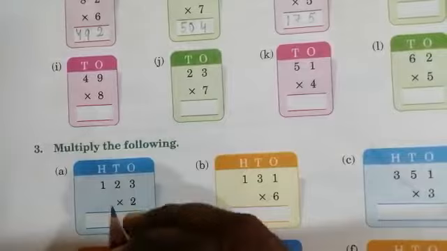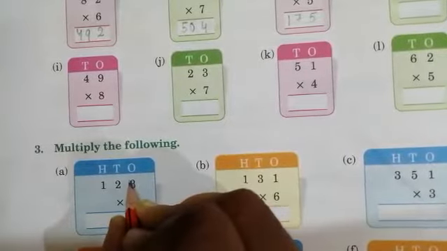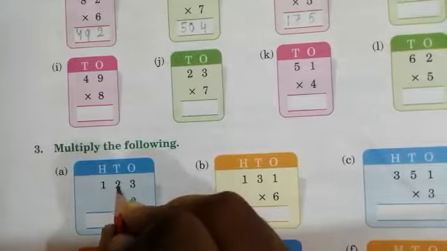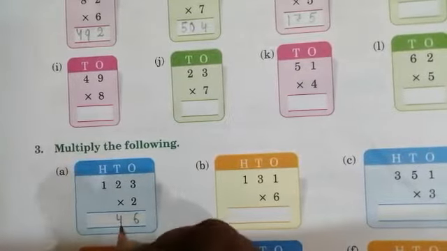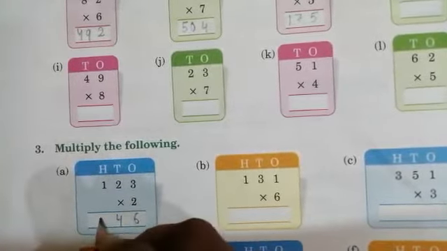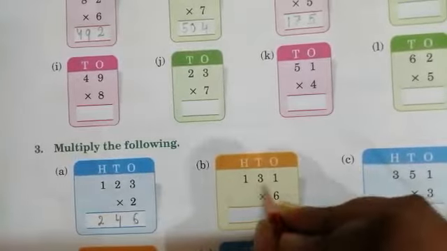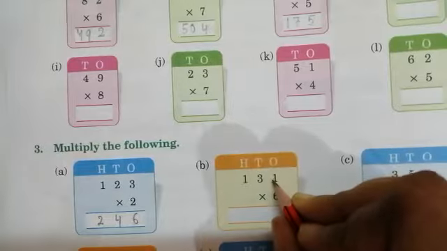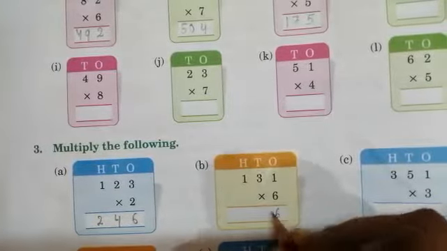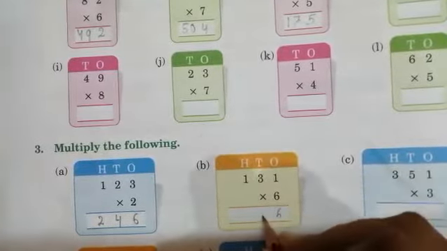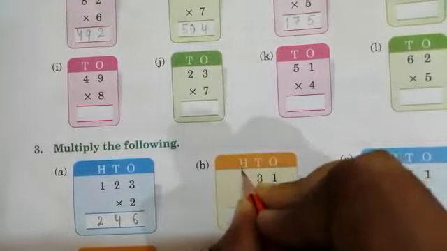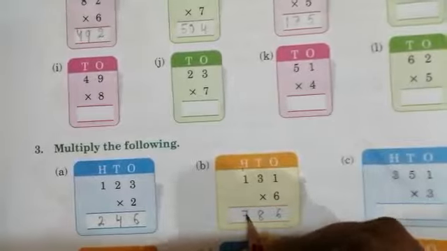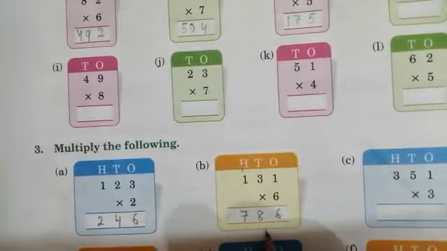A, 123 into 2. So in the ones place it is 3 into 2 is 6. In the tens place 2 into 2 is 4. In the hundreds place 1 into 2 is 2. So 131 into 6. So we will come to the ones place first. 1 into 6 is 6. Tens place 3 into 6 is 18. 8, carried 1. In the hundreds place 1 into 6 is 6 plus 1, 7. So our answer is 786.